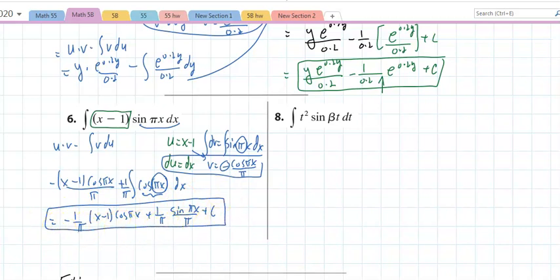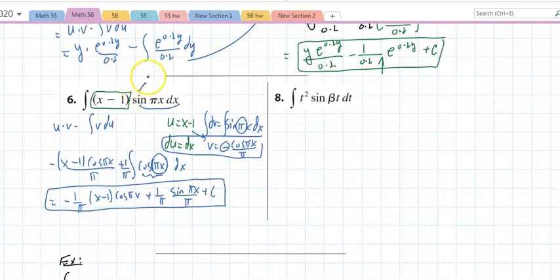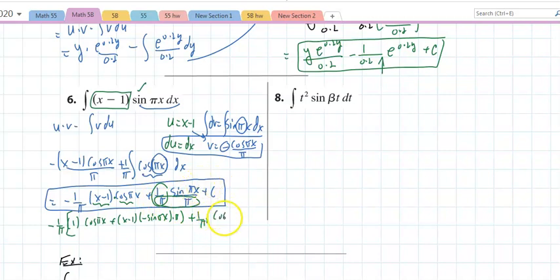Now I could take a derivative of what I have and show that I'll get this. If I take a derivative of this, negative 1 over pi is a constant, product rule. Derivative of the first times the second plus the first times derivative of the second. That's negative the sine of pi x times pi. And this is a constant. Derivative of sine is the cosine of pi x times pi.